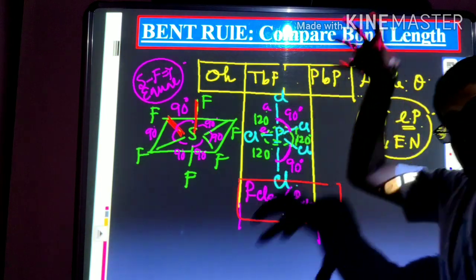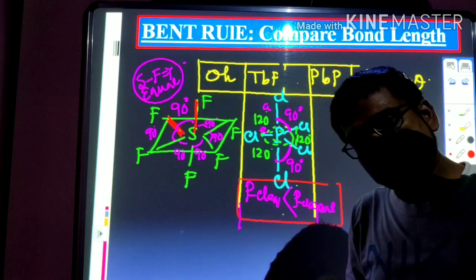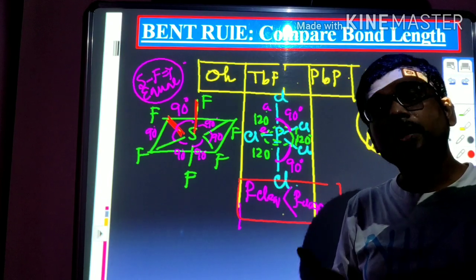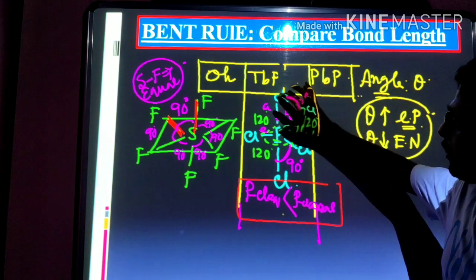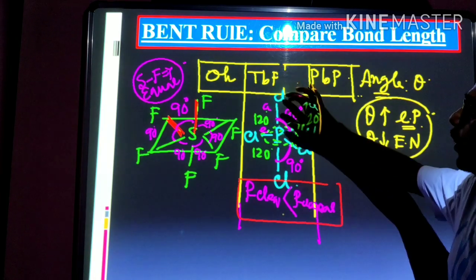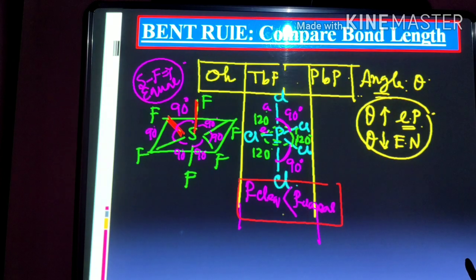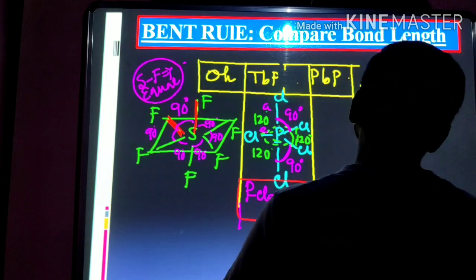Angle less means percentage of S character less. Percentage of S character less means bond length will be more. That's why in PCl5 the axial bond is longer than the equatorial bond. Okay, no problem.